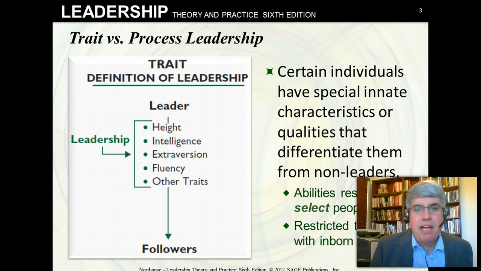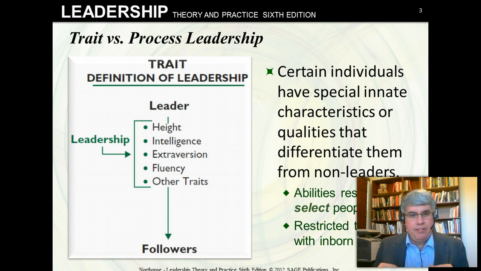Now let's talk about some different concepts involved in leadership, different ways of viewing leadership. One of the different ways of viewing leadership is what's known as trait leadership versus process leadership. And we tend to think of leadership in trait terms, but in reality, when we do research, we really find out it's more of a process.